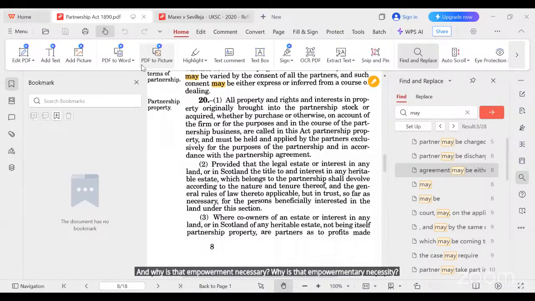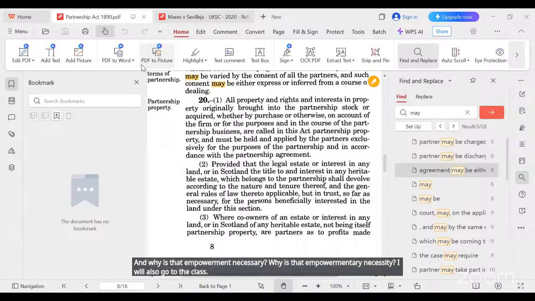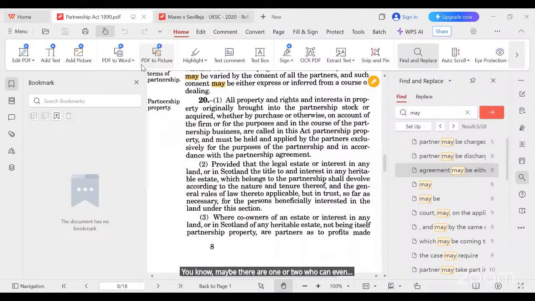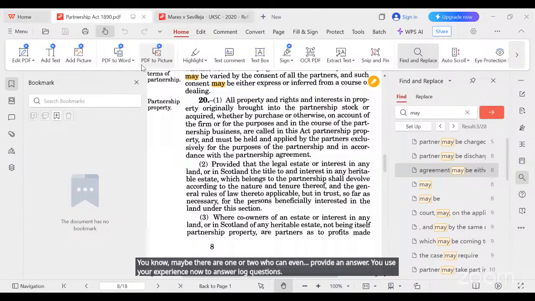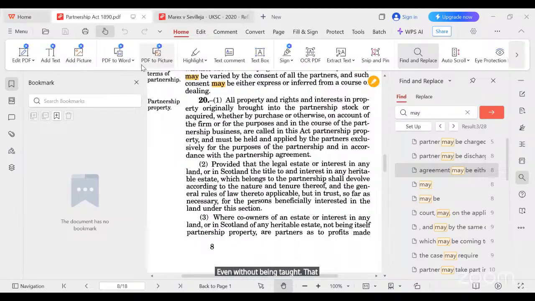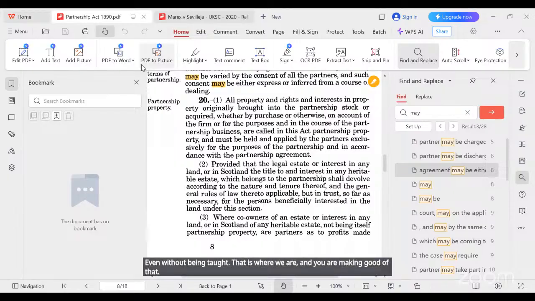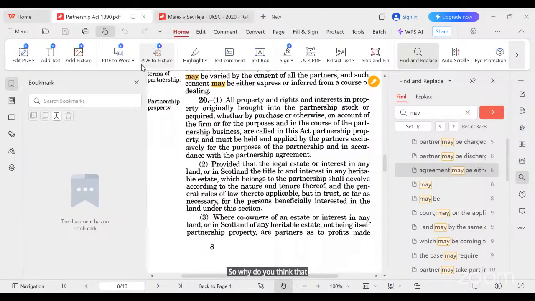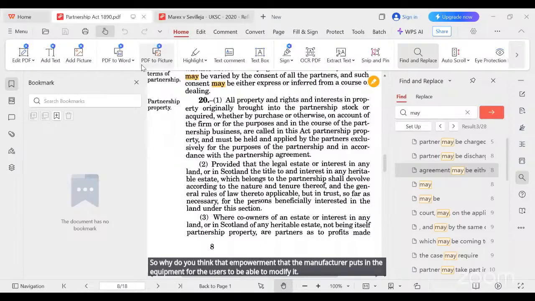I will also go to the class. Maybe there will be one or two who can even provide an answer. You use your experience now to answer questions, even without being taught. That is where we are, and you are making good use of that. So why do you think the manufacturer puts that empowerment in the equipment for the users to be able to modify it? Why is it necessary?